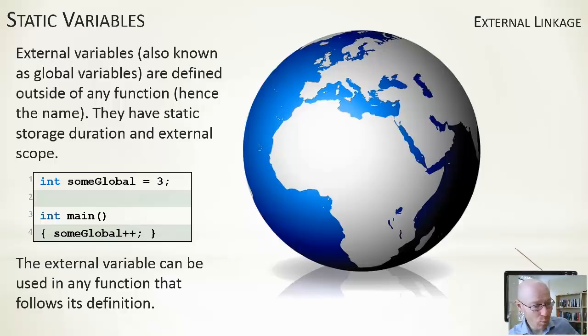Having declared it in line 1, in this case at the top, we can access it within that CPP file at any point beneath the point of definition. So I have static storage duration and external scope. That's what we mean by global.